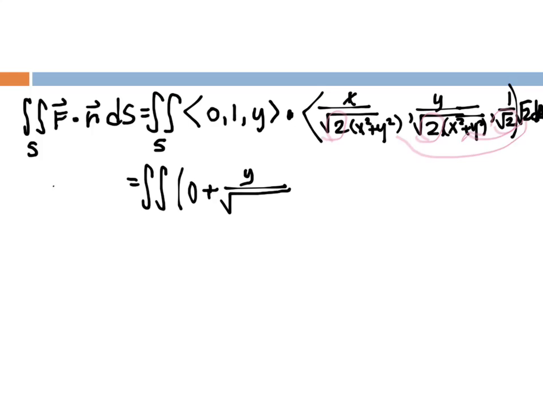But this should be then y over the square root of x squared plus y squared, under a radical. And then plus what? Y, yeah. 1 times y, or y, yeah. And then I've got dA at the end.